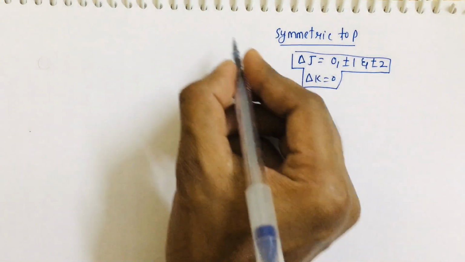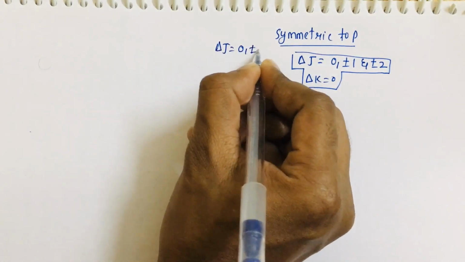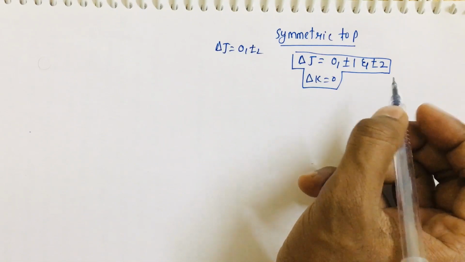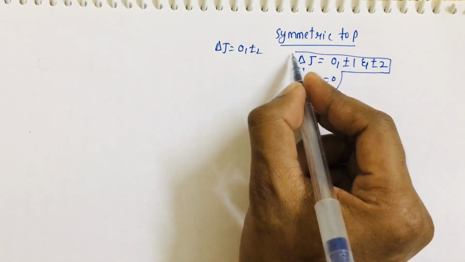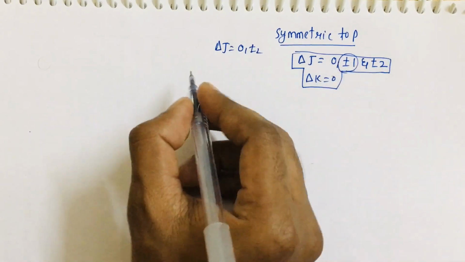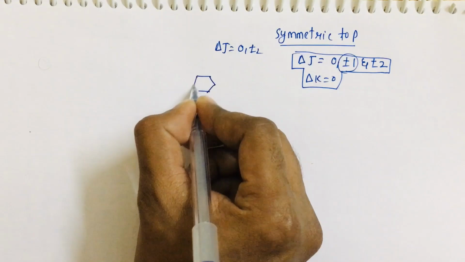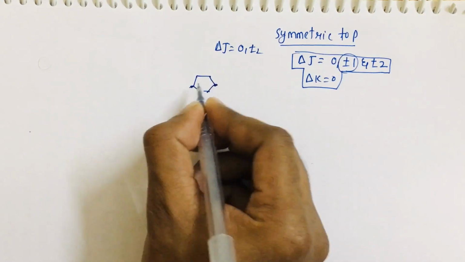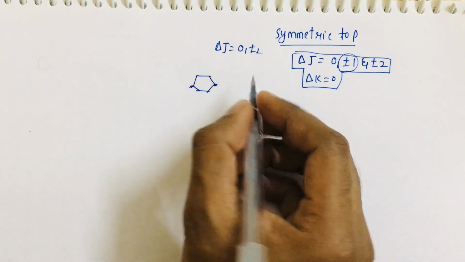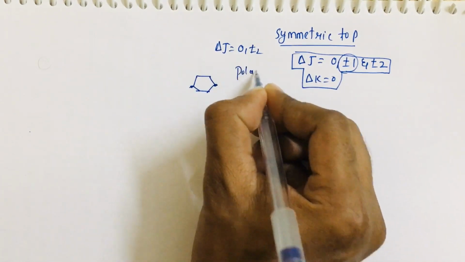But for a linear molecule we have the selection rule delta J equals 0, plus or minus 2, while for symmetric top we have this kind of selection rule. Why are we taking plus or minus 1 also? For symmetric top molecules like benzene, what is the requirement for Raman spectroscopy? There must be a change in the polarizability.